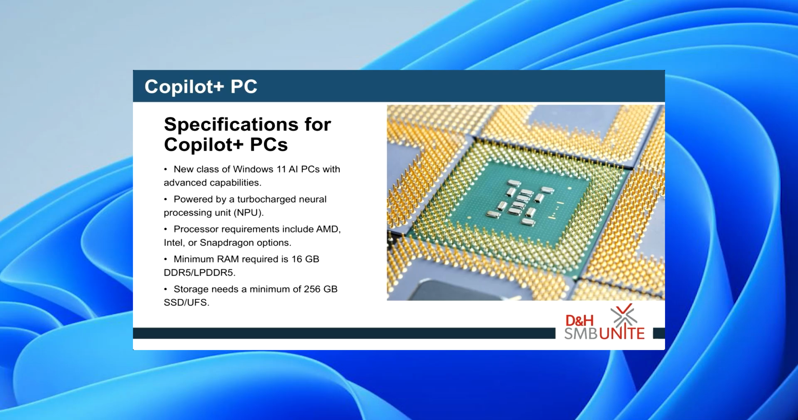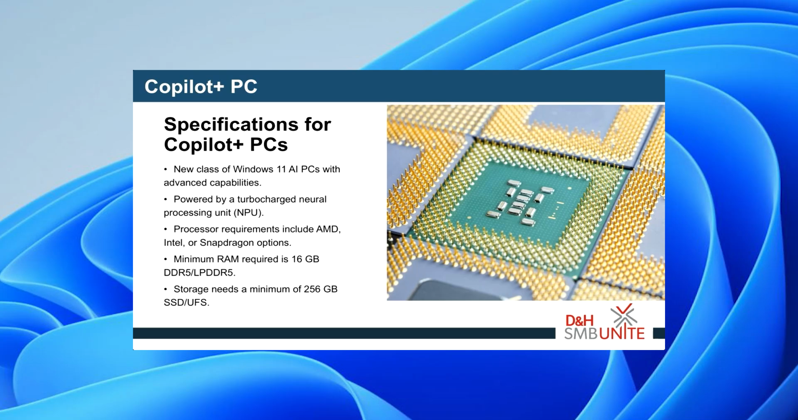There are now processors from AMD, Intel, and Snapdragon that all qualify for this. The demo you're about to see is actually running on an AMD Ryzen 360 processor, so it's running natively on that AMD processor. It requires 16 gigabytes of memory and at least 250 gigs of storage. The reason it requires that 250 gigs of storage is because of Recall, which we'll talk a little bit about in a second.